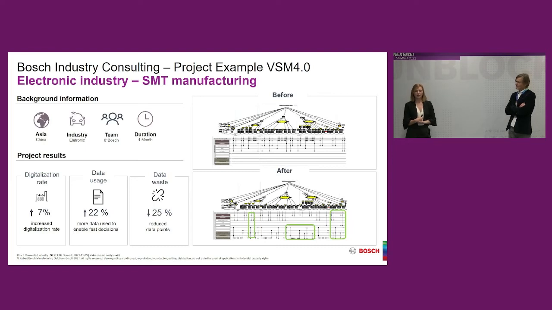We have an increased data usage, what you can see from the bottom line here. The last line in the after image is quality management. We could increase data usage for quality purposes by making use of this data. And in the first row, you see how much data was recorded on paper. And this we could really reduce by 25% in data points. So reducing paperwork, working with the right systems in place and getting to connect the different processes with each other. So in total, 22% more data used to enable fast decisions, also in the area of data analytics, and an overall increased 7% digitalization rate.